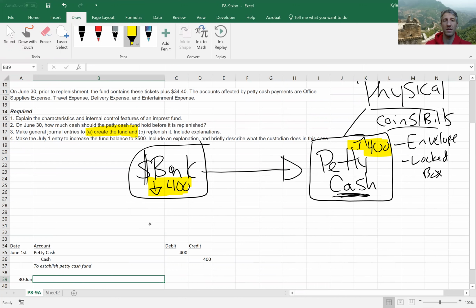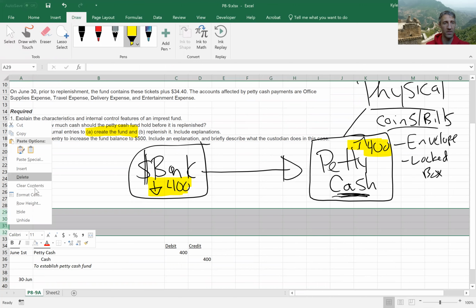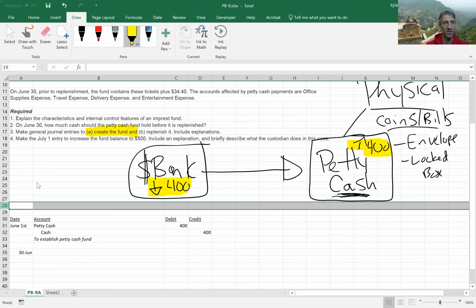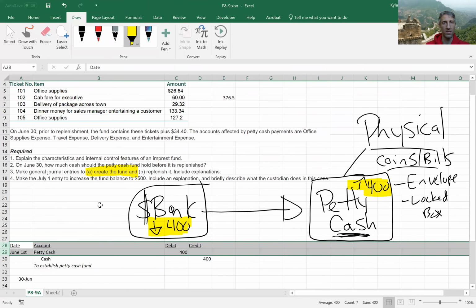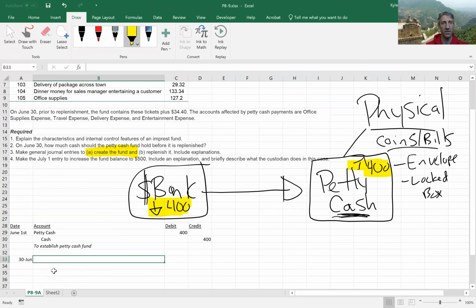I'm just going to give myself some space here. I'm going to move my template up a bit. Okay, that's a little bit better. And I know likely that I'm going to have to do debits to each of these accounts. So I'm just going to put those into a journal entry template first.